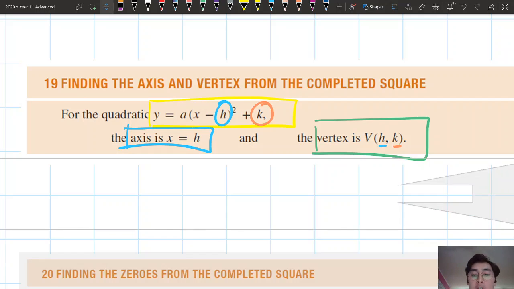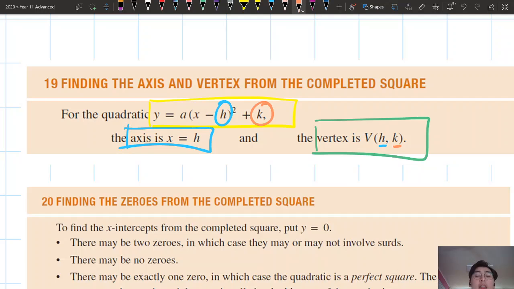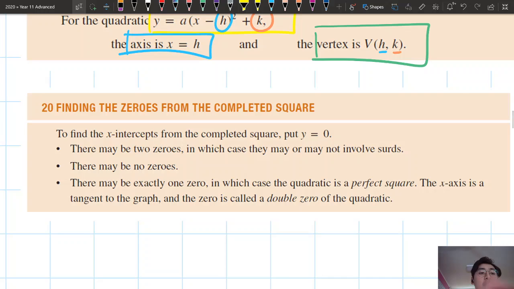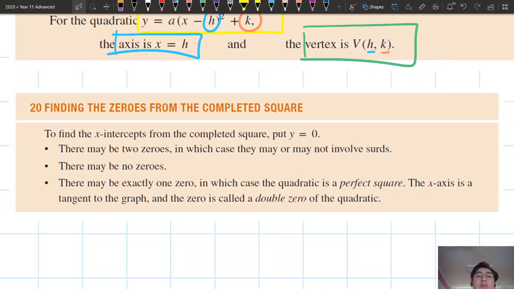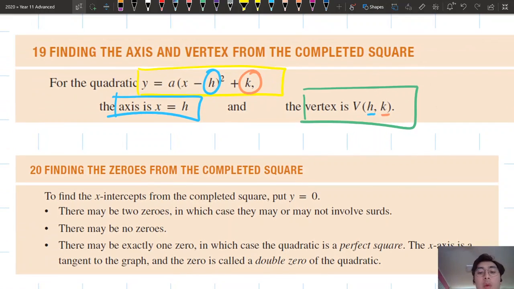Now you might be wondering, we also need to find the x-intercepts. This is where this next part comes into play. When we're trying to find the x-intercepts, what we need to do is complete the square and then substitute y is equal to 0. We were doing that last lesson already.